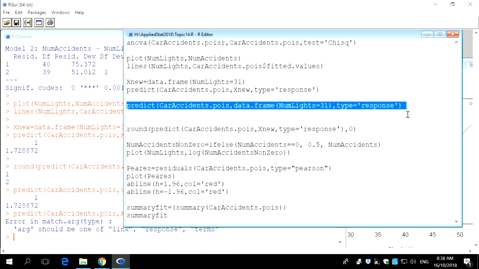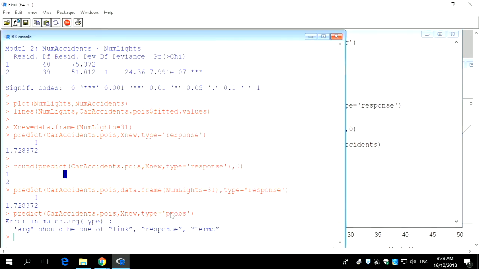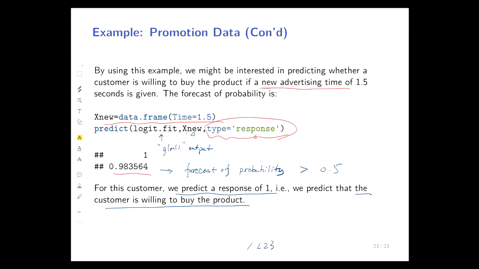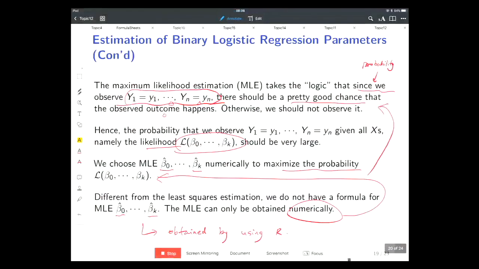So that's my first answer. You cannot use this predict function by using type equal to response, and you cannot just replace it with probability and then obtain the probability of Z. My second answer is that if we are really interested in the probability, we need to use the model to help us compute the probability. So let's go back to our topic.